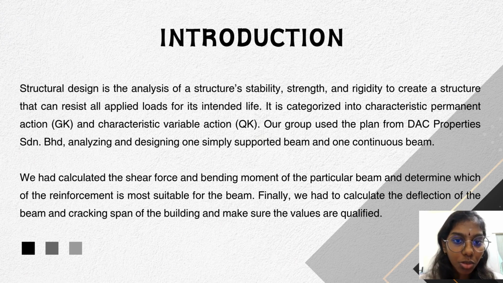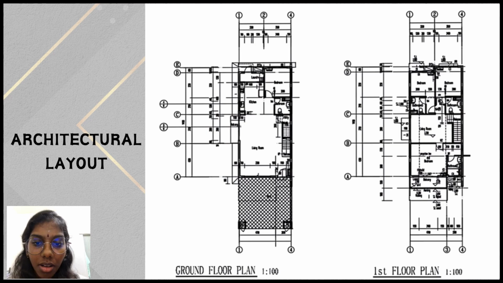Our group used the plan from DAC Properties, analyzing and designing one simply supported beam and one continuous beam for each member. We calculated the shear force and bending moment of the particular beam and determined which reinforcement is most suitable for the beam. Finally, we calculated the deflection of the beam and the cracking span of the building and made sure the values are qualified. This is the structural layout we got from DAC Properties.